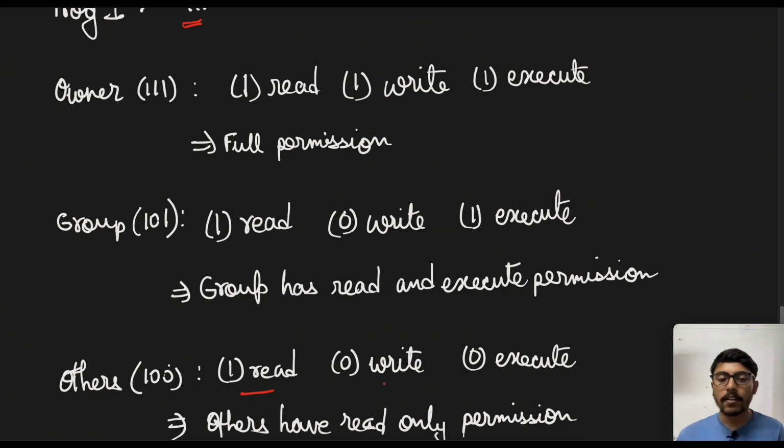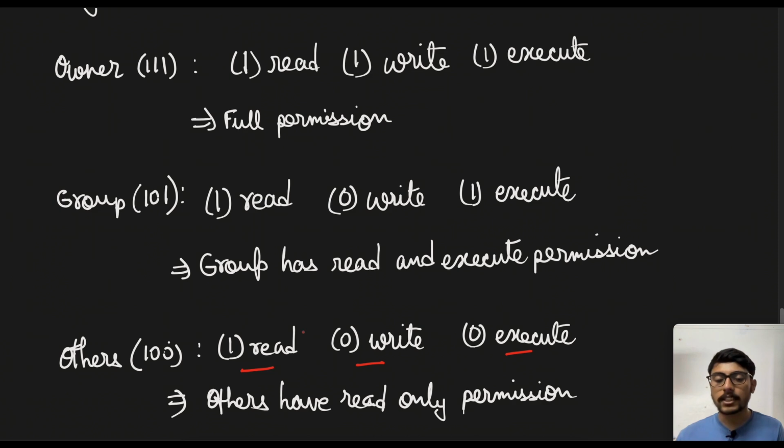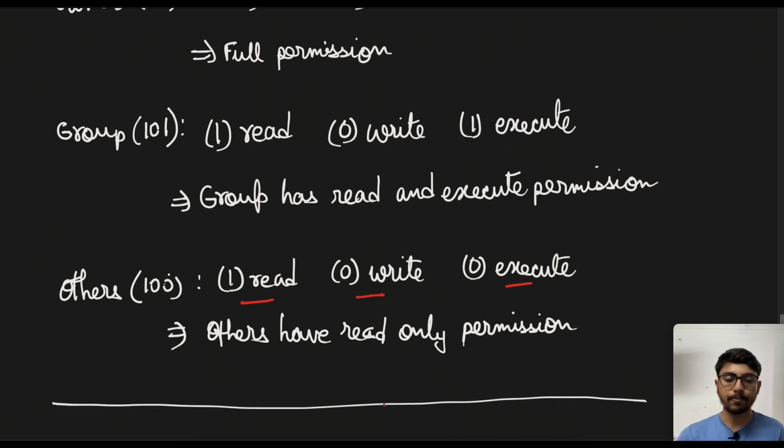Okay, the last part is others. Others only have the read functionality for the file, meaning they can read our C file, but they cannot write, modify, delete or execute the file on the system. So this is basically the permission bits that are set for program 1. Others only have read only permission.